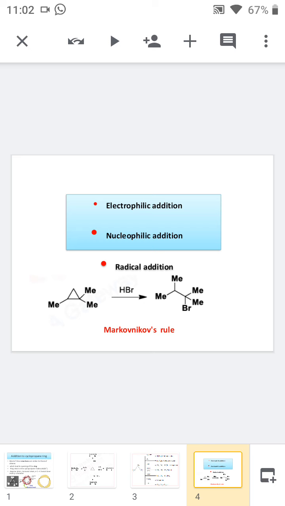So consider this example in which one vertex of the cyclopropane is substituted by two methyl groups. At another vertex, one substituent is methyl and the other is hydrogen. On the next carbon atom, both substituents are hydrogen. If you add HBr, the rule followed for the addition is the Markovnikov rule, so hydrogen will attack the less substituted position.